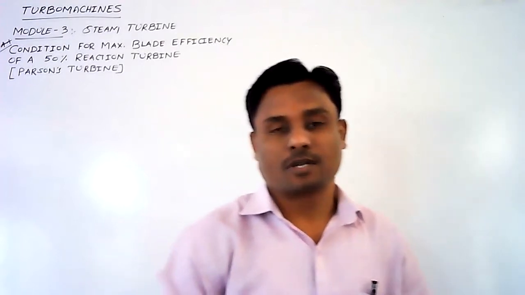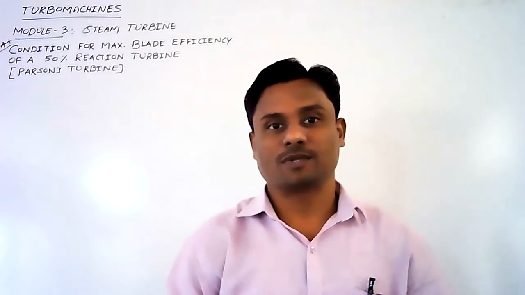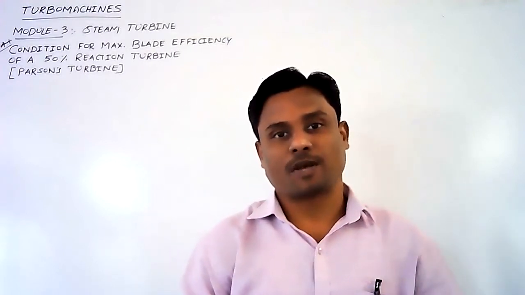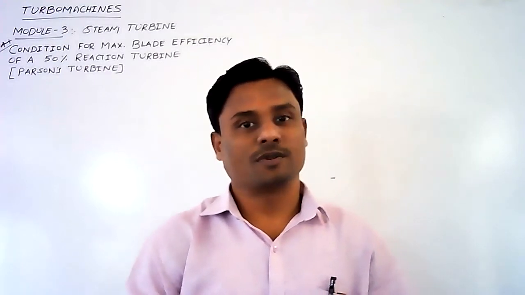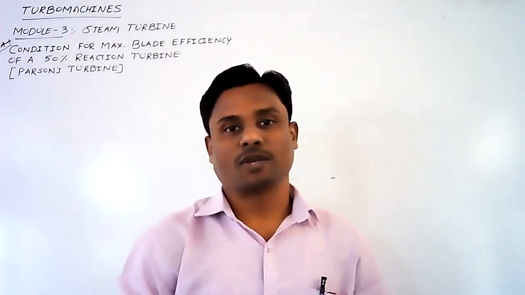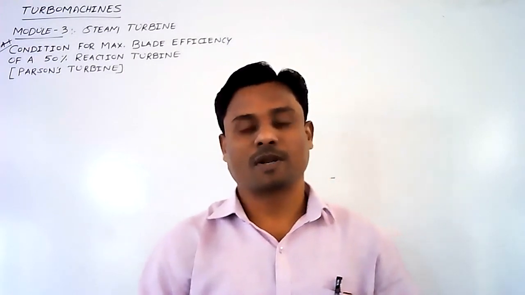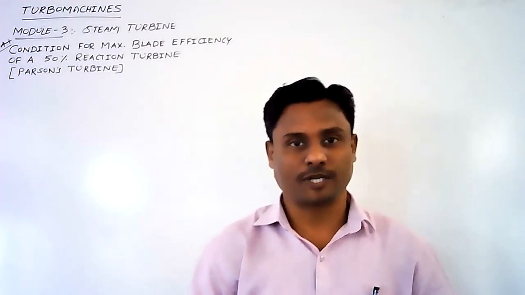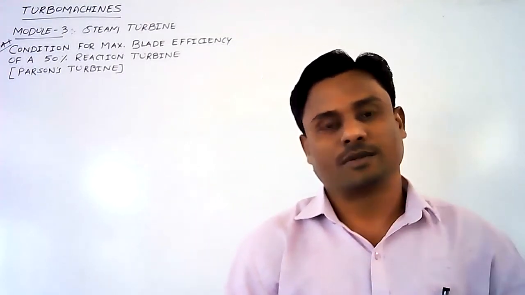So in today's video lecture, we will see an important topic from module number 3 as per your VTU syllabus, Mechanical Engineering 5th semester. In module number 3, that is steam turbines, we have one of the most important topics, frequently asked in your university level examination: the condition for maximum blade efficiency of a 50% reaction turbine, or the Parsons turbine. Remember guys, the best example for a 50% reaction turbine is a Parsons turbine. Let us see the different assumptions made in the analysis of the derivation.